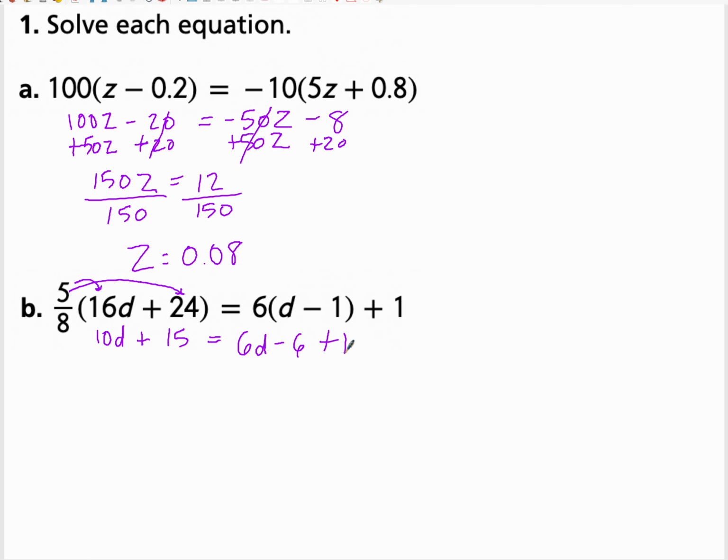So now I need to subtract 10d or subtract 6d. I would rather subtract a small number than a big number. So minus 6d, which means I need to do minus 15. So 10 minus 6 is 4d. Those cancel. These cancel. And then negative 6 plus 1 minus 15 comes out to be a total of negative 20. Divide by 4. So d equals negative 5.